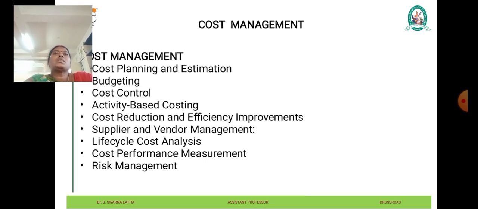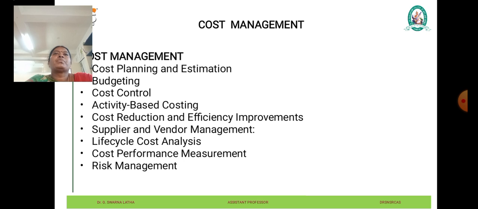Budgeting. Once costs are estimated, organizations develop a budget to allocate resources and funds effectively. Budgets set spending limits for different cost categories and provide a framework for monitoring and controlling costs throughout the project or operational cycle. Budgets may be developed for specific projects, departments, or the entire organization.